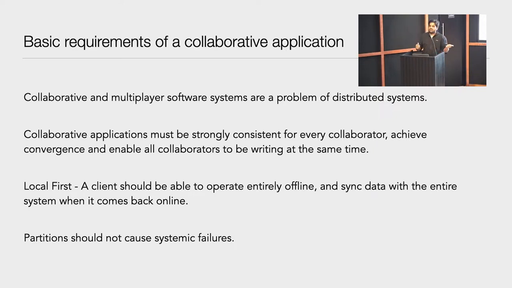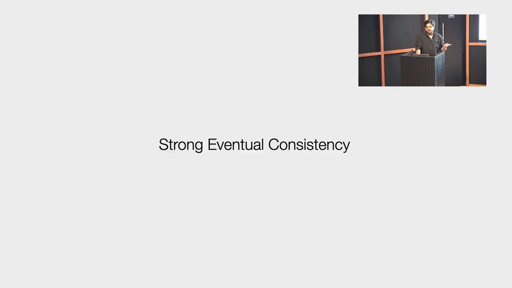Partitions should not cause systemic failures. Does anyone know here what the CAP theorem is? What partitions generally mean is one node going offline, or one node just being disconnected from the system, in simple language. That should not cause your entire system to fail. If I'm writing a collaborative application and there are 10 users using it, even if 3 of them go offline or something bad happens to that application, something crashes, it should not affect the remaining system. From a developer's point of view, you also have to think about what happens to your data then. If 3 of the users have gone offline, crashed, whatever has happened, what happens to your data then? So these are some basic requirements that a collaborative application needs to have.